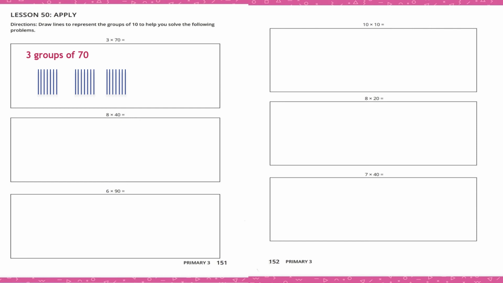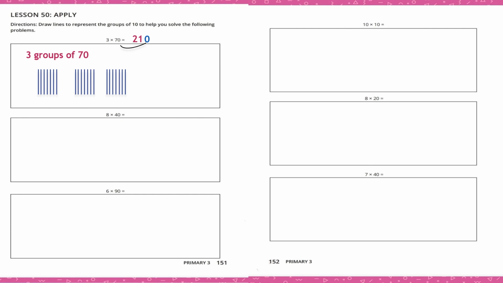I can calculate them using 70 plus 70 plus 70. Or I have another way. If I have a multiplication problem and one factor of them contains 0, I will take this 0 out like this. So 3 times 70, I will take 0 out like this. And the remaining will be 3 times 7. 3 times 7 equals 21. So the total product is 210.